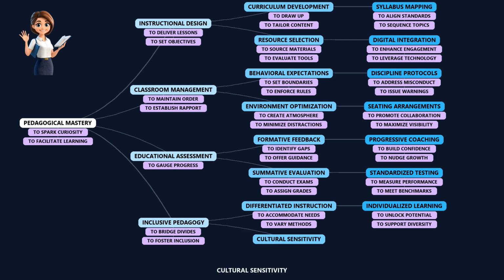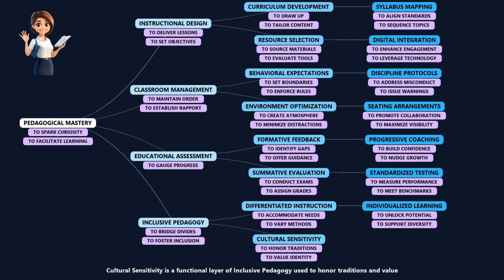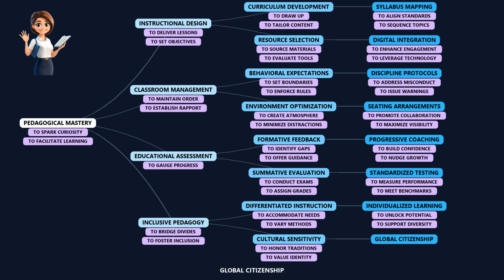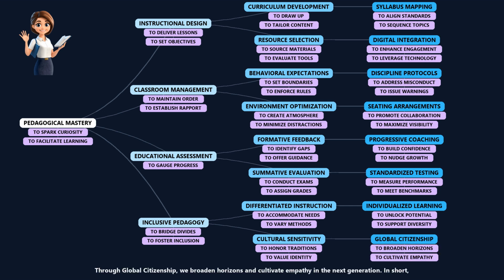Cultural sensitivity. Cultural sensitivity is a functional layer of inclusive pedagogy used to honor traditions and value identity for every family. Essentially, we are respecting everyone's background and being proud of who they are. Global citizenship. Through global citizenship, we broaden horizons and cultivate empathy in the next generation. In short, we are teaching kids about the whole world and helping them to be kind to people from all places.